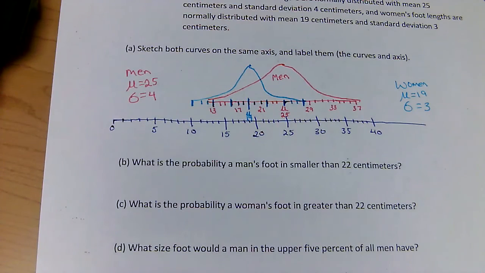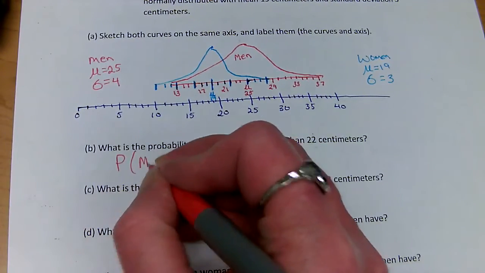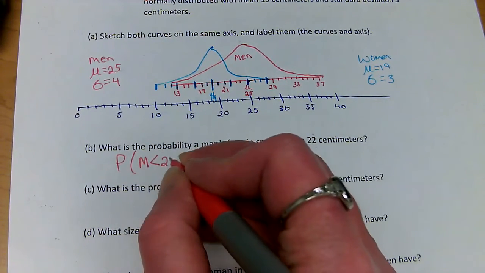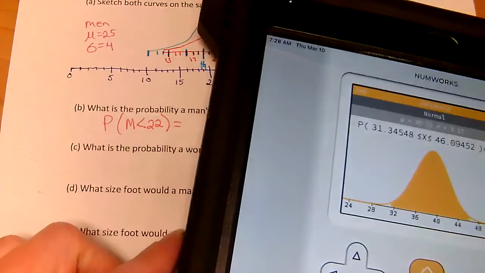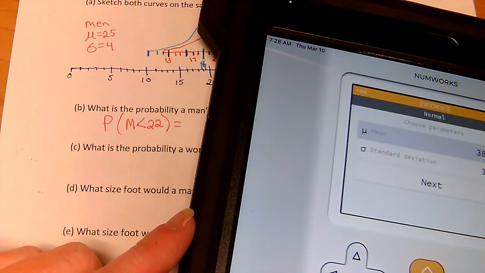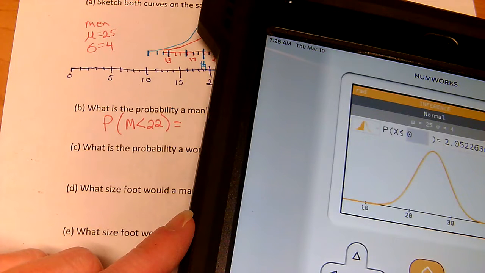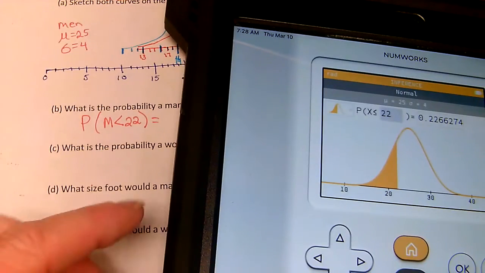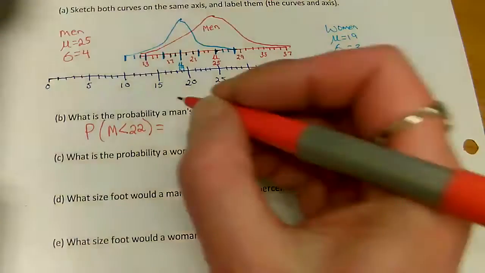What is the probability a man's foot is smaller than 22 centimeters? So the probability that the man's foot is smaller than 22. Since it's the men, I need to change this to be 25 and 4. And we want smaller than 22. The probability is 0.227.